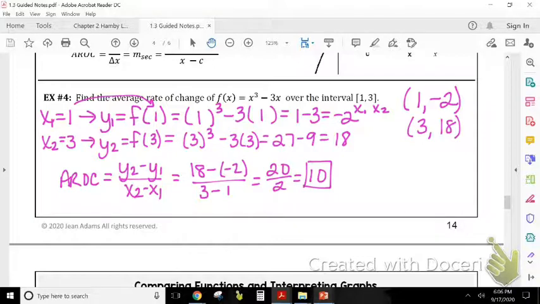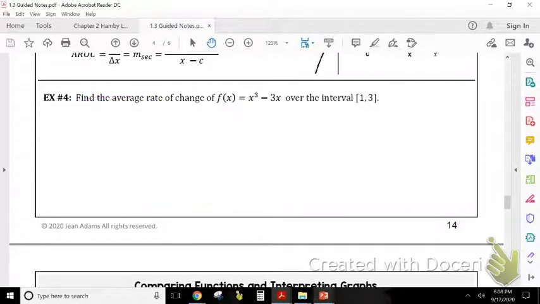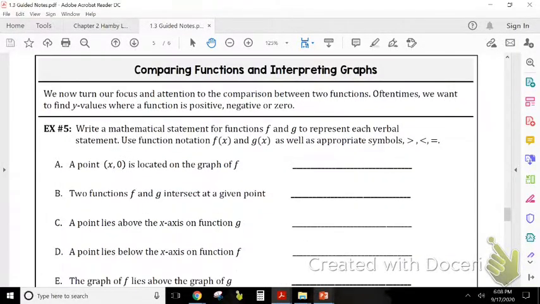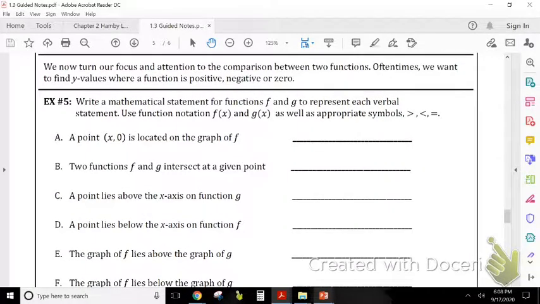All right, comparing functions and interpreting graphs. Now we turn our focus and attention to the comparison between two functions. Oftentimes, we want to find the y values where a function is positive, negative, or zero. So example 5 says write a mathematical statement for functions f and g to represent verbal statements. Use function notation f of x and g of x as well as appropriate symbols: less than, greater than, less than or equal to.